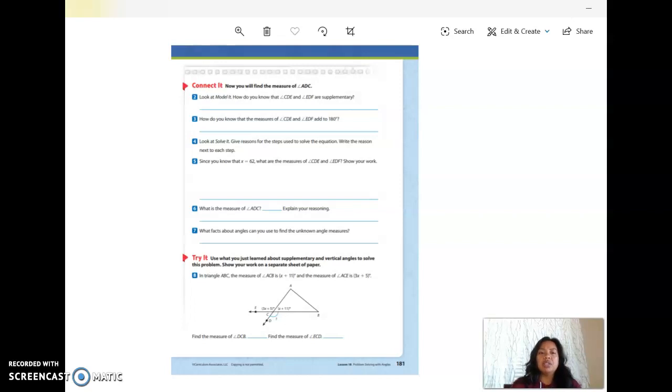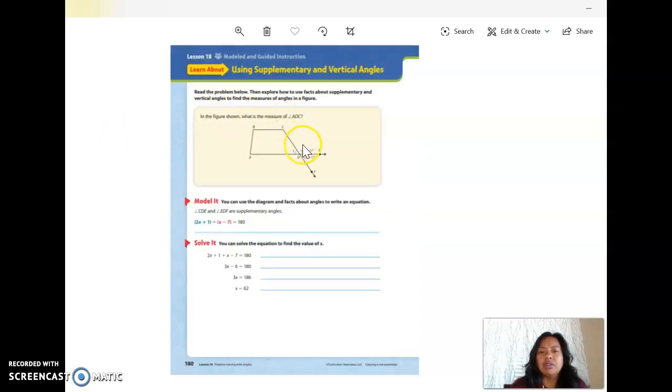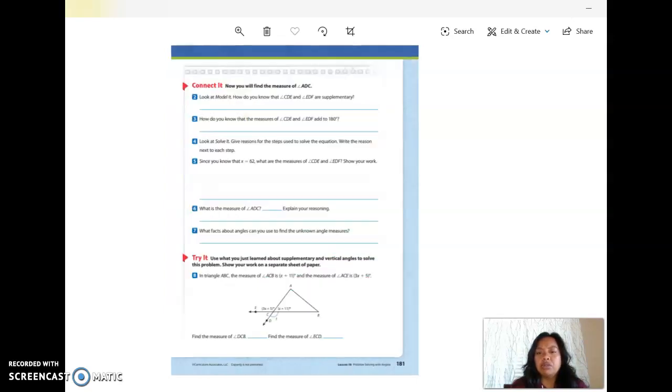Okay, so number 2, it says, look at model it. How do you know that angle CDE and EDF are supplementary? And here are the 2 angles, so these 2 angles. How do we know that these 2 angles here are supplementary? Okay, go ahead and answer. Put your answer on the line.